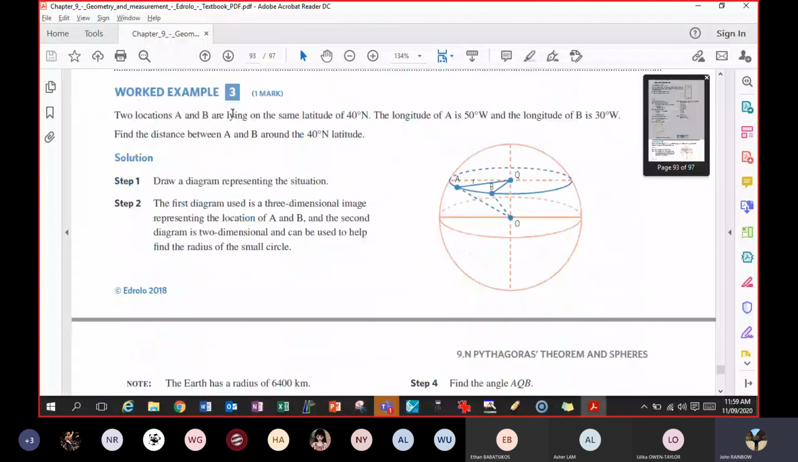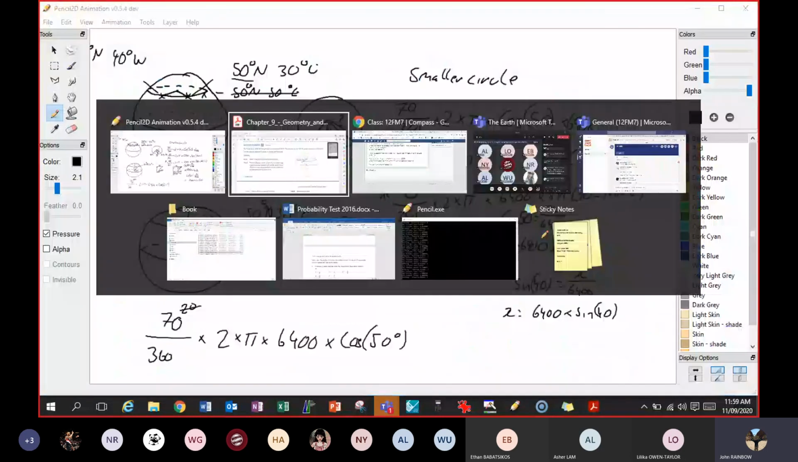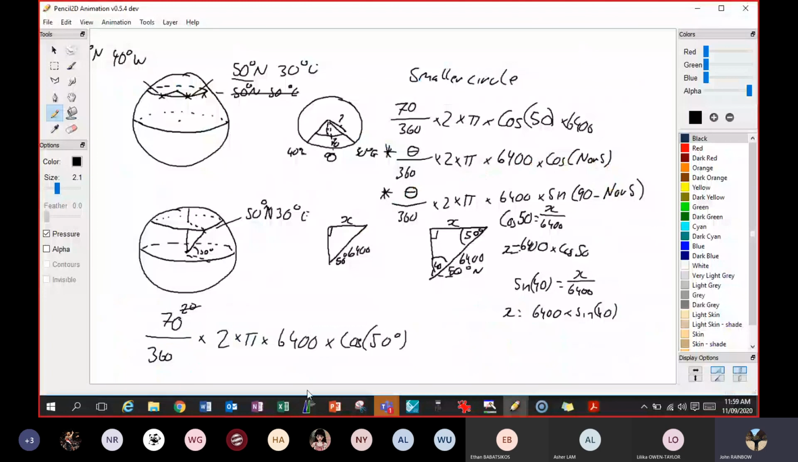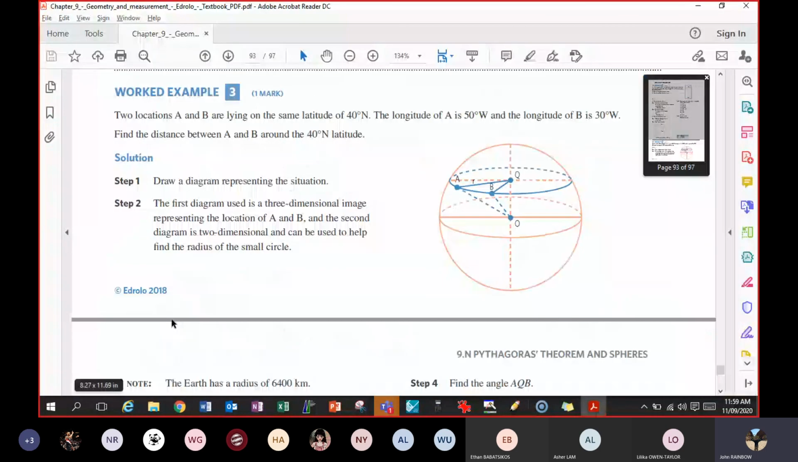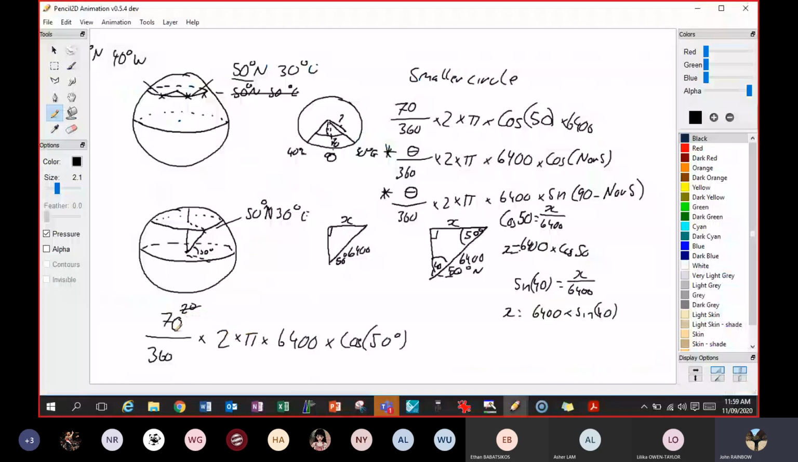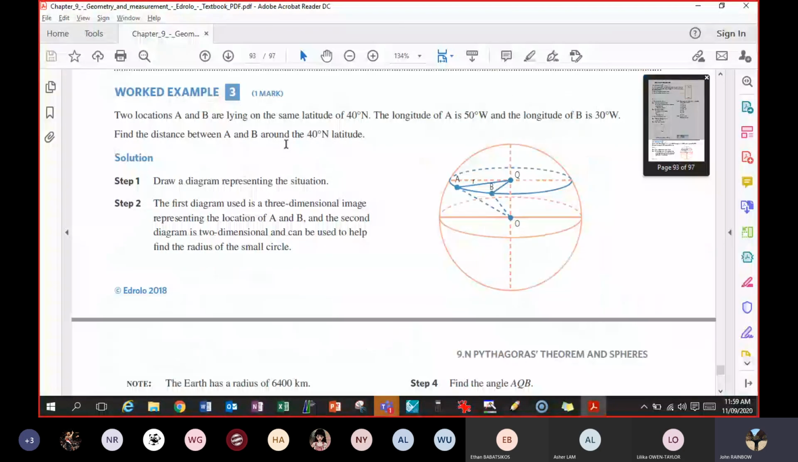So for example, 2 locations A and B are lying on the same latitude north. Okay, so they're both northerly. Longitude A is 50 degrees west and B is 30 degrees west. Find the distance between them around the 40 degree latitude. So again, this is just the small circle. There's 20 degrees between them, and they're both on 40N. So your answer for that one will be 20 on 360 times 2 times pi times 6,400 times cos 40.